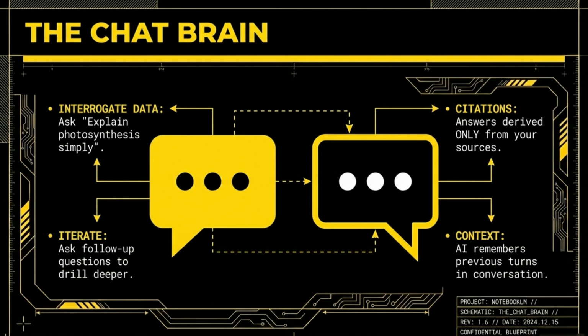The Chat Brain allows you to interrogate your data, asking simple or complex questions. It provides citations derived only from your sources and maintains context, remembering previous turns in the conversation for deeper iteration.